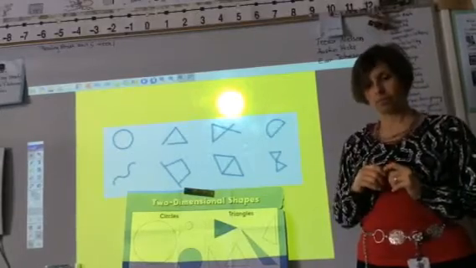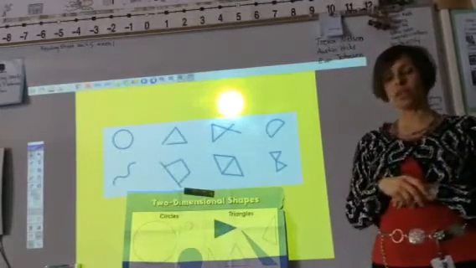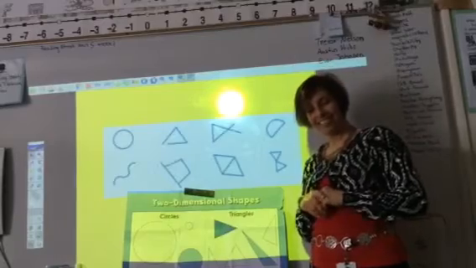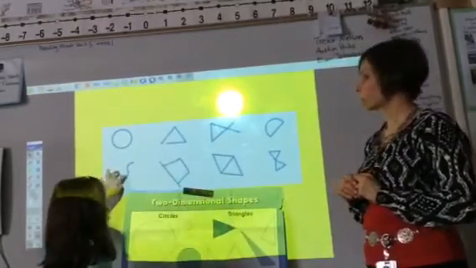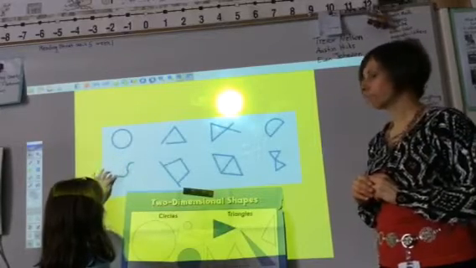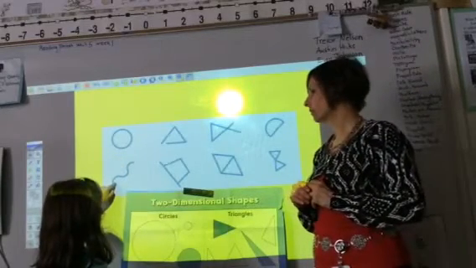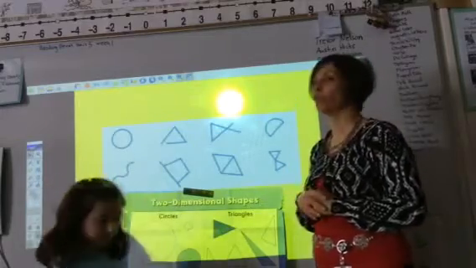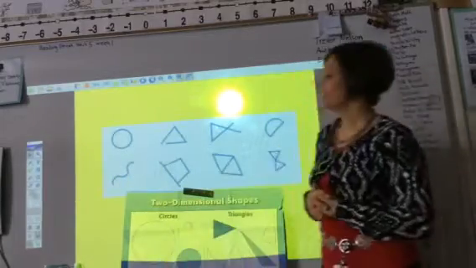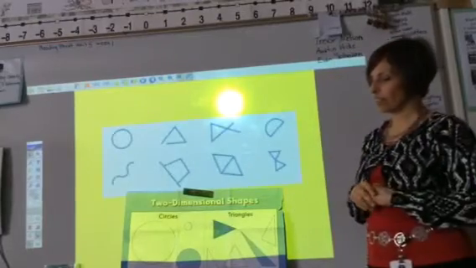Some of them aren't shapes. Okay, tell me a little bit more. How can just a plain line be a shape? It could, because if they made it like that, it could be a shape. Okay, it's a doodle. Someone's saying it's not a shape. Okay. Tell me another thing about one of our shapes.